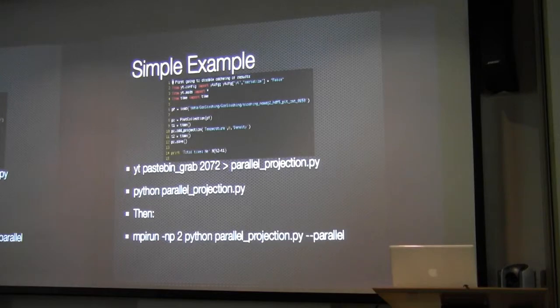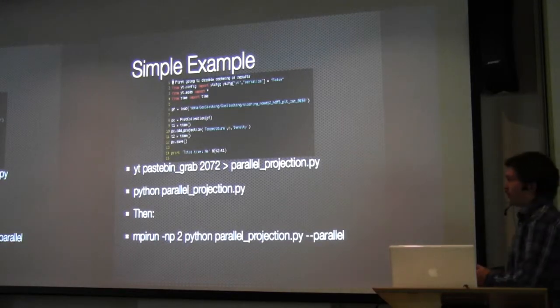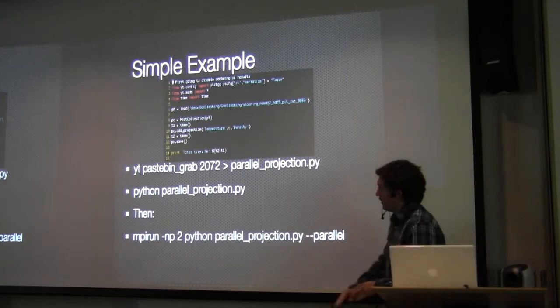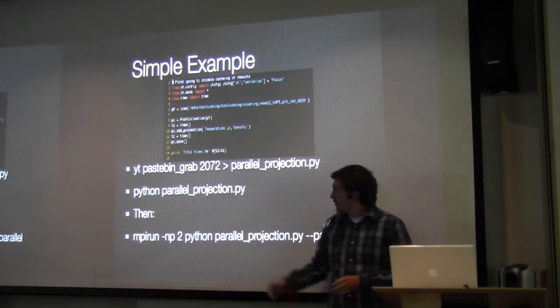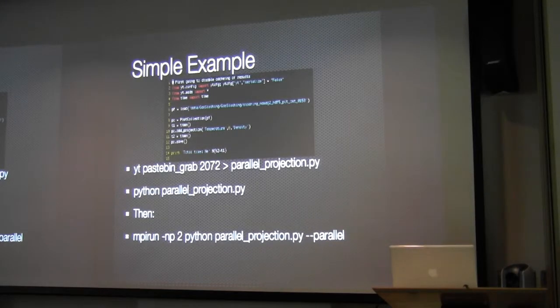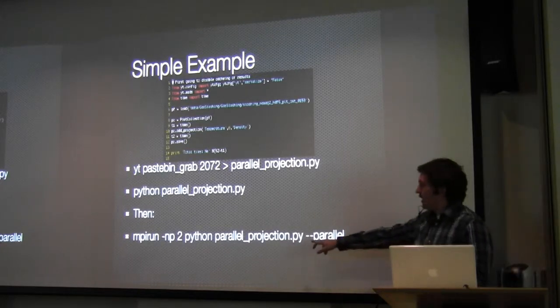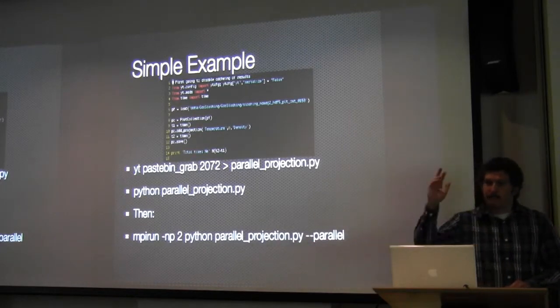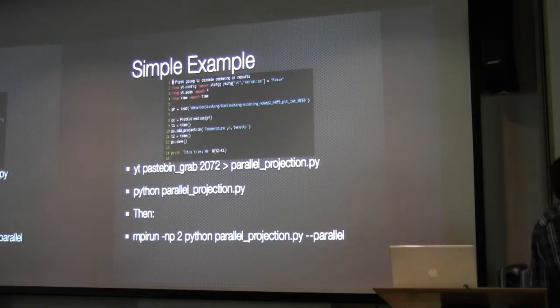Once you finish running that first script in serial, now all you have to do to run it in parallel is run this second line, mpirun -np 2. I'm assuming you may have 2 processors on your laptop. Feel free to use more if you like. And then at the end of this, you just add in --parallel. It should run, it should make the same projection, and it'll give you the same results. And it'll hopefully show you a reduced time.